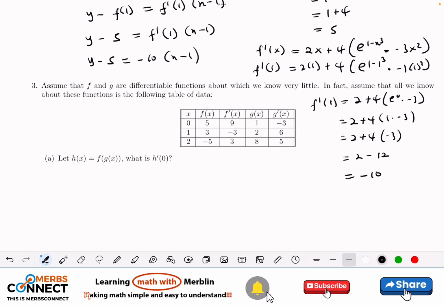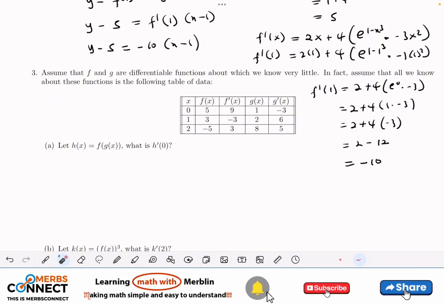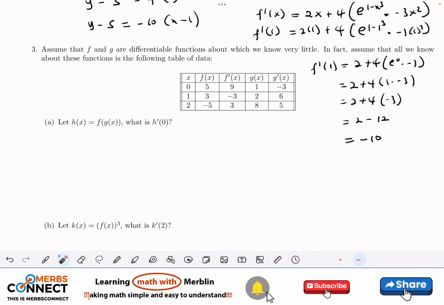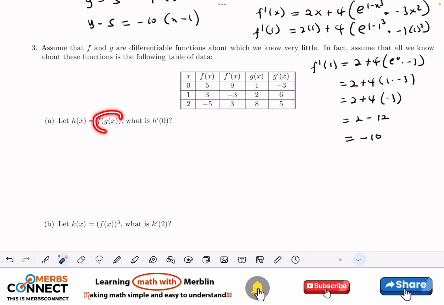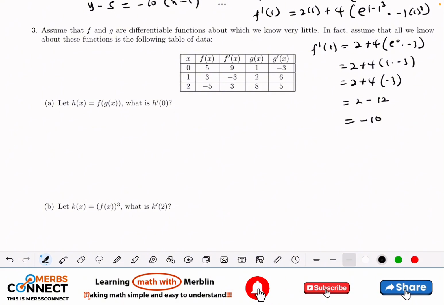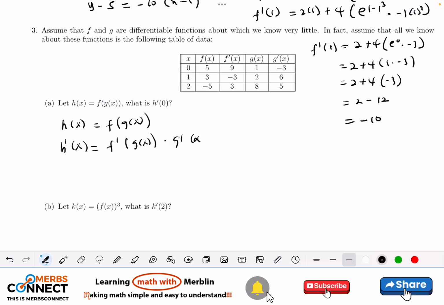Now let's look at number 3. For this question, we have the table here, so we are going to use the table. We've talked about this, so we just do the substitution. For us to find h prime of 0, first we need h prime of x. Since h of x is equal to f of g of x, what is h prime of x? This is f prime, then I maintain g of x, times the derivative of g of x. So now this is h prime of x.